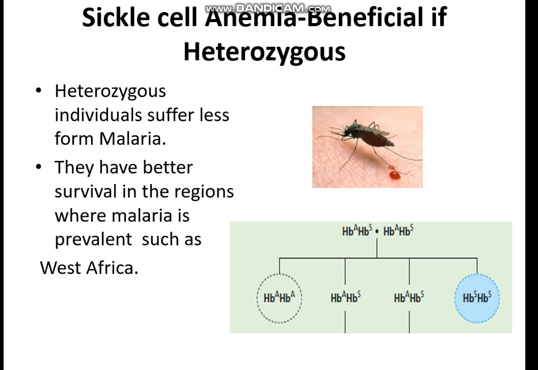So it will be beneficial for the individual to live in an area where there are diseases like malaria, because you know the malarial causative agent Plasmodium attacks the red blood cell, and if the red blood cells are of sickle shape, it will be very difficult for Plasmodium to survive in them. The person has better chances of survival if the disease is prevalent in the area, like in West Africa.